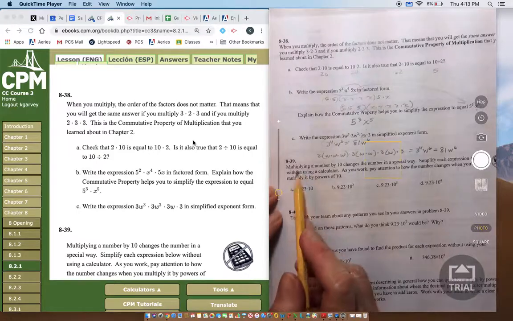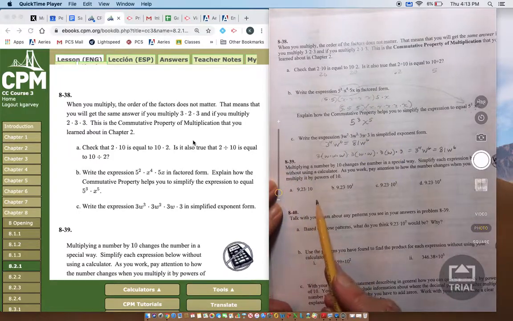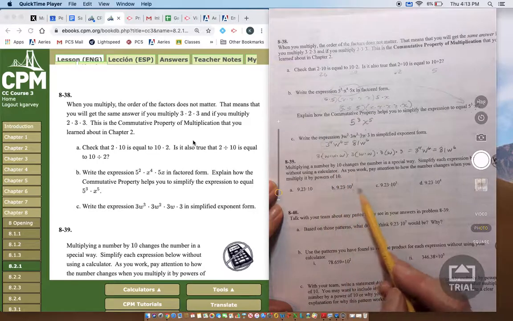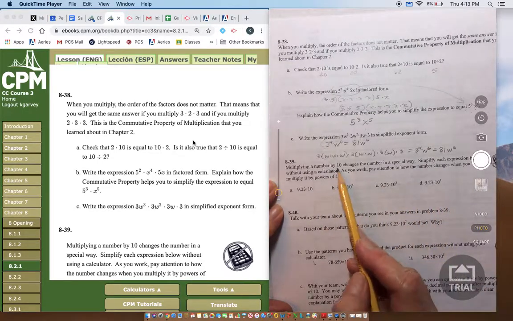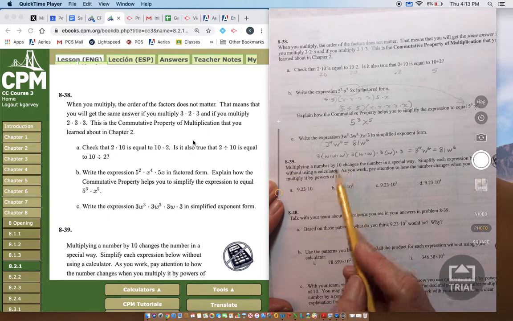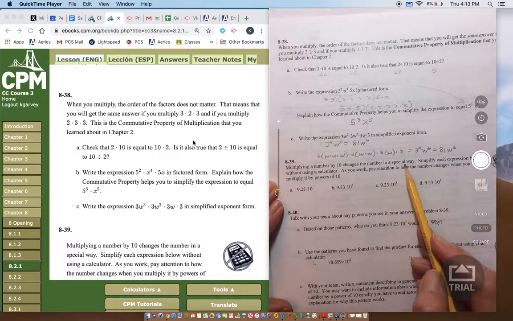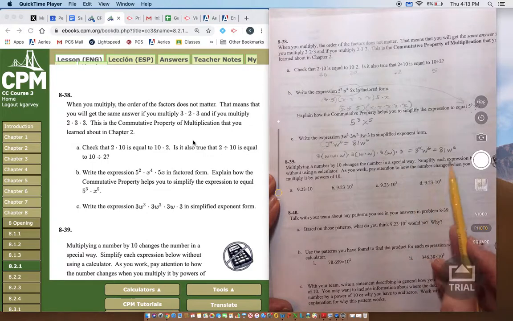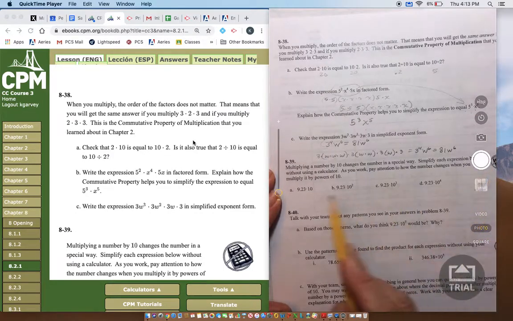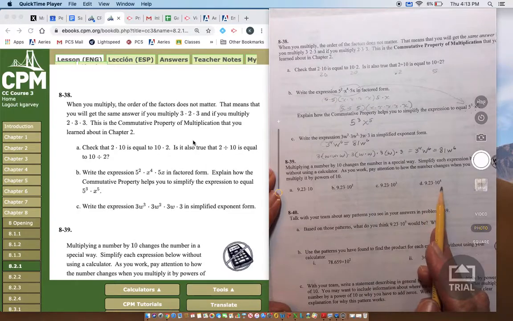Now turn your attention to 8-39. These are numbers that are all multiplied by 10. And as they observe here, multiplying a number by 10 changes the number in a special way. So we're going to simplify each of these without using a calculator. You're going to use your ingenuity to figure out how to multiply these numbers without a calculator. I'll rejoin you in just a moment.